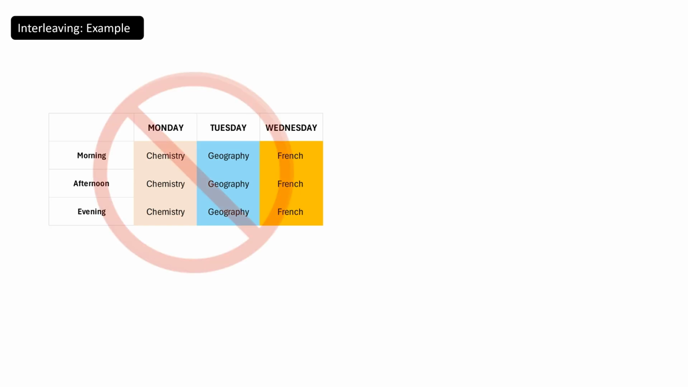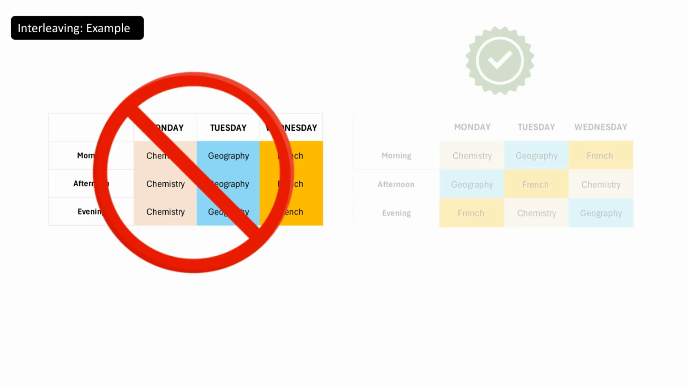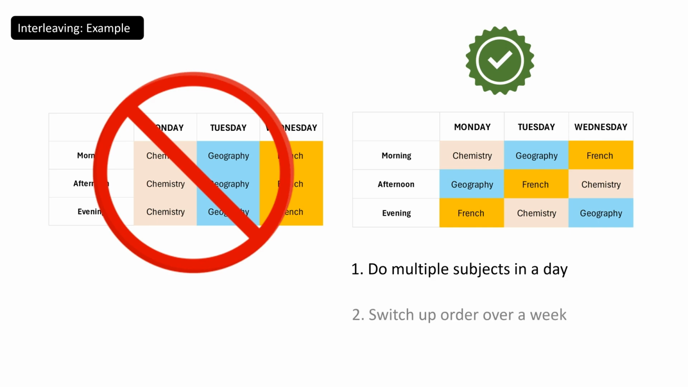So we talked about massed practice and blocked practice being bad, so I've crossed through this. We do not want to have a revision timetable that looks like this. A better option would be the one I put on the right here, where I'm still doing those three subjects, but rather than do them all on one day, I've split them across the days, and I've also split up the order. So I'm doing multiple subjects in a day, but I'm also, more importantly, switching up the order over a week, so that keeps it interesting.